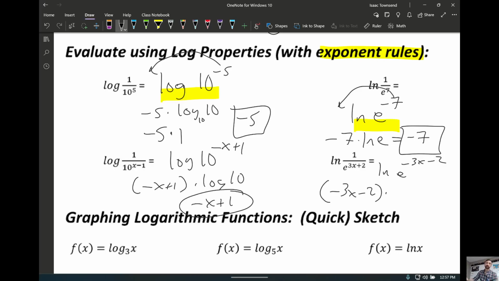Natural log of e is 1. E to what power gives you e? That's one that you're going to hear a million times, so you really want to just memorize that one.